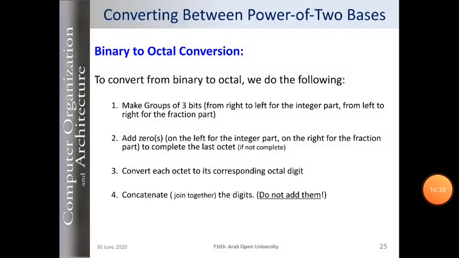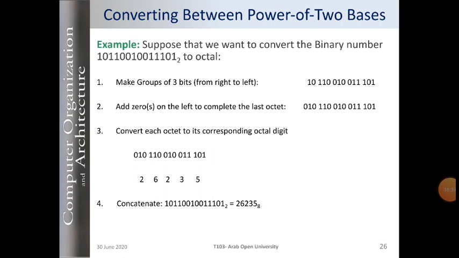So how to convert from binary to octal? Let's take an example. Convert the following number from binary to octal. We have this number in binary. We make a grouping starting from the right hand side. So we have 101 from the right hand side, 110, 010, 011. We have 01, which is 2 digits. We add another 0 to make it 3 digits.